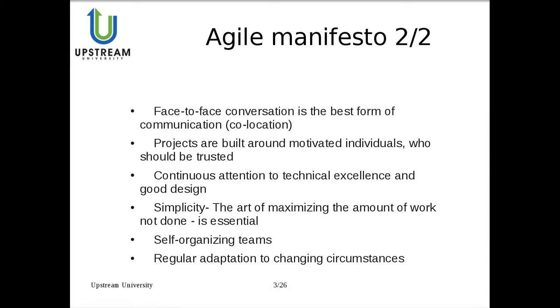And then simplicity. This principle is actually my favorite and the most difficult. And it's written in a way that is bizarre, because it says the art of maximizing the amount of work not done. The way I understand it is, if you can achieve a goal in two ways, and one of them requires less work, that is, you don't do as much, then you should choose the one that maximizes the work not done.